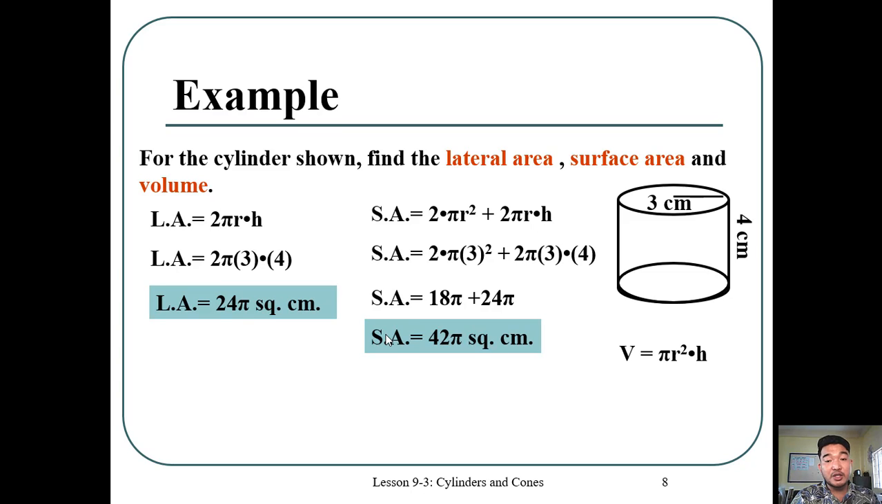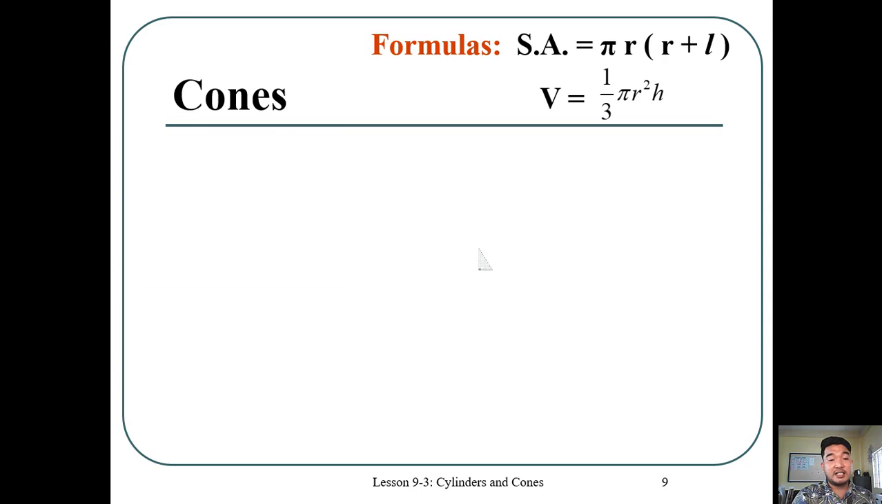How about the volume of the cylinder? The volume is equal to pi r squared h. By substitution, you will have 3.14 times 9 times 4, which is equal to 113.04 or 36 pi. So there you go, the LA, SA, and volume of cylinders.